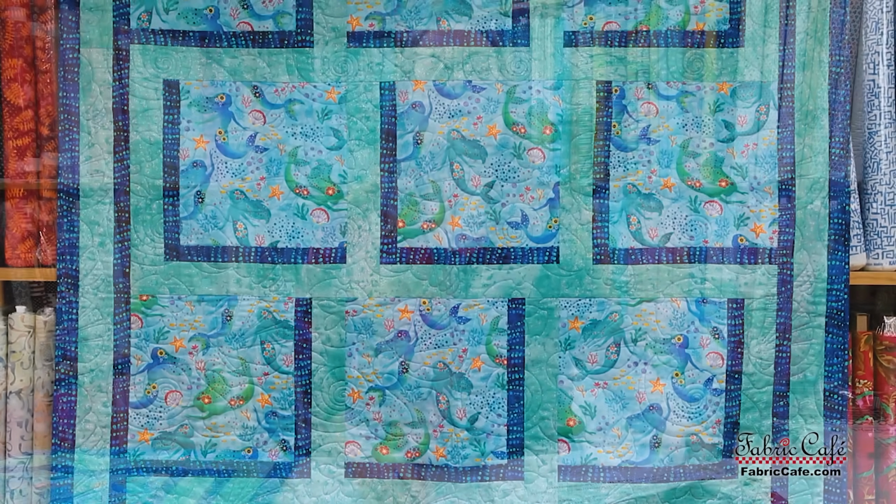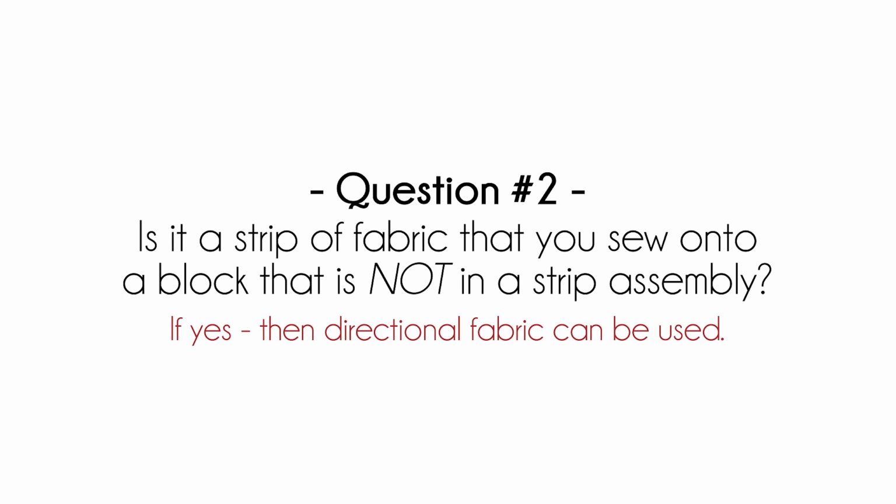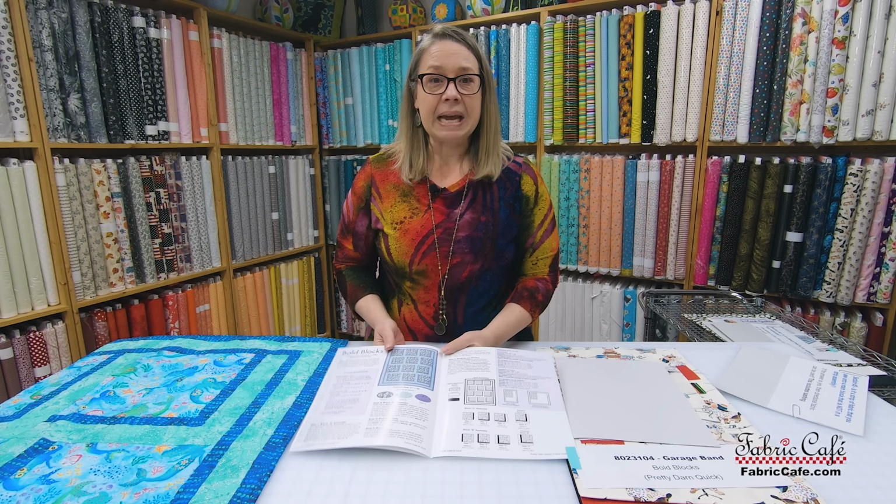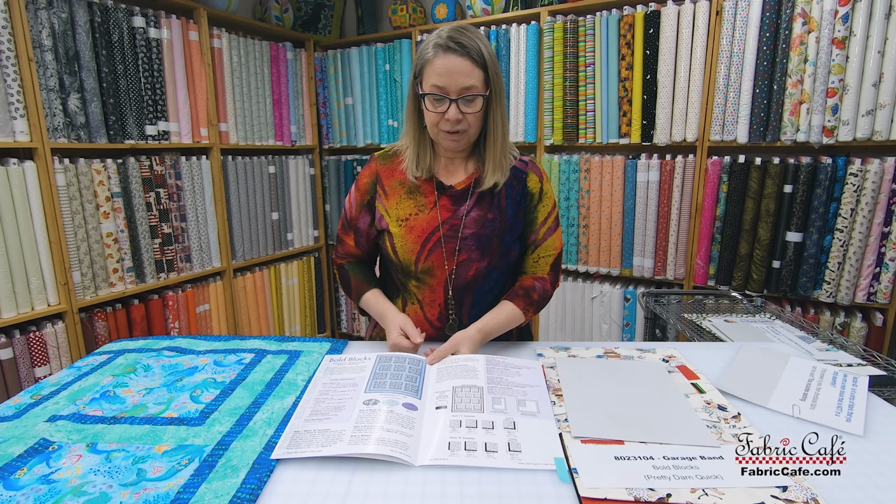So the next question that we're asking ourselves, is it a strip of fabric that is cut, that is sewn to the side of a block, that is not in a strip assembly? Now, that might be a little confusing for you, so I'm going to step through and explain what I mean by that. The first thing I'm going to do, like I said before, is pull out the pattern so we can see how it's made. The first thing is we have a single block that is cut in a square that is not assembled, and we're going to work from there.